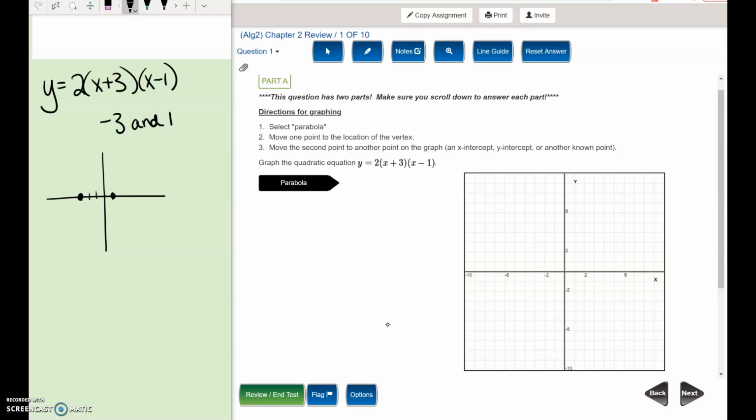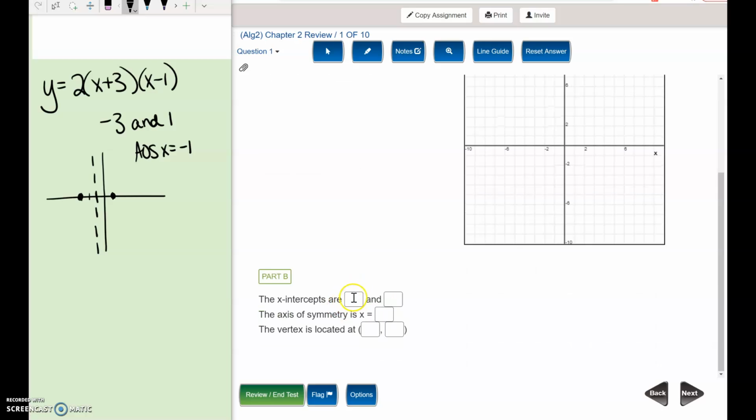Halfway between -3 and 1 is -1. So our axis of symmetry is at -1. So down below, our x-intercepts are -3 and 1. Halfway between -3 and 1 is -1. So our symmetry line is at -1. And our symmetry line is always the first part of our vertex. So I know that my vertex is -1 something. I'm going to plug that -1 in to get the y value of the vertex.